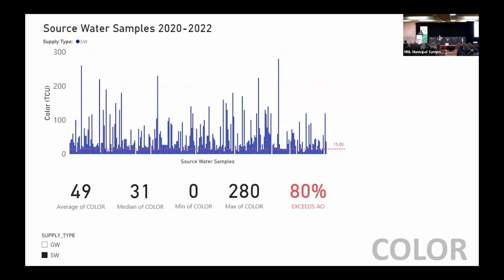Just another graphic showing color. This is just for surface water systems, since those are the type that tend to have issues with color. That red line that you can see that goes across the graph there, that's the aesthetic objective. So you can see the samples that are peaking above that line there. Some communities have quite large issues with color. We can see the max color that was indicated during that time span was about 280 true color units.